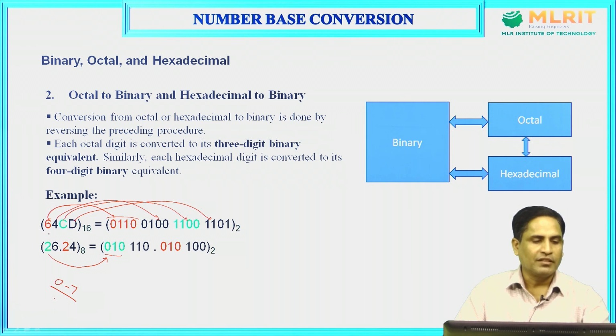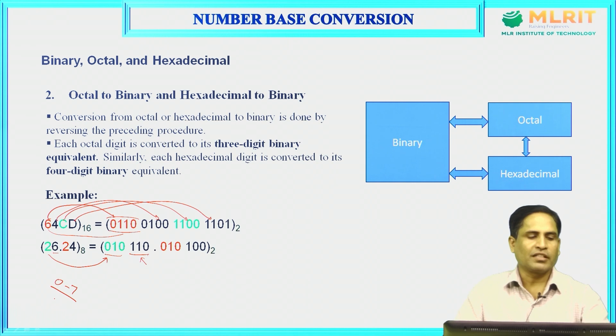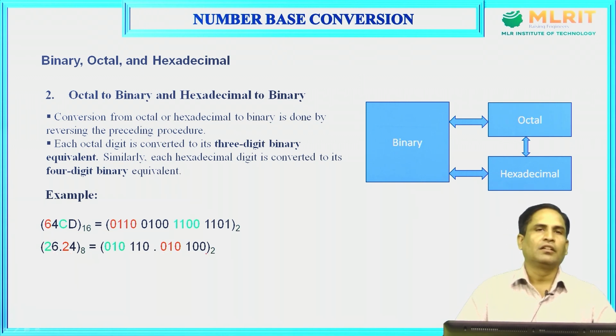Look at the difference. 2 is going to be replaced by 010 in binary. 6 is 110. Look here, 6 is represented by 4 digits, 0110, but here it's 3 digits only. The numbers are the same, but to represent all 16 we need 4 bits, while here 3 bits are sufficient to represent 2 as 010 and 4 as 100. This is how we can convert a number from octal to binary and hexadecimal to binary.